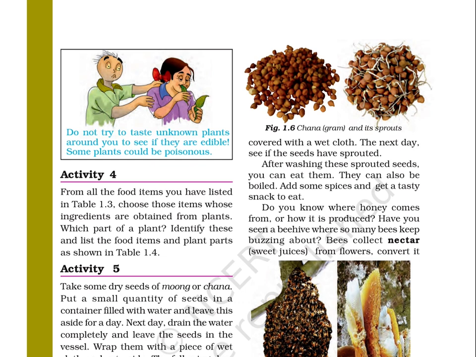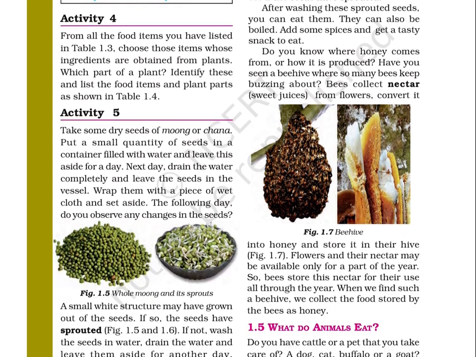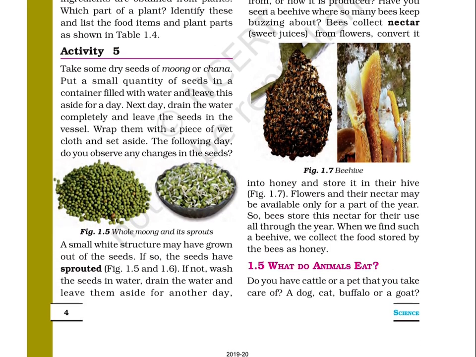Have you seen a beehive where so many bees keep buzzing about? Bees collect nectar, means sweet juices from flowers, convert it into honey and store it in their hive, as shown in Figure 1.7. Flowers and their nectar may be available only for a part of the year. So, bees store this nectar for their use all through the year. When we find such a beehive, we collect the food stored by the bees as honey. Figure 1.7 shows a beehive.